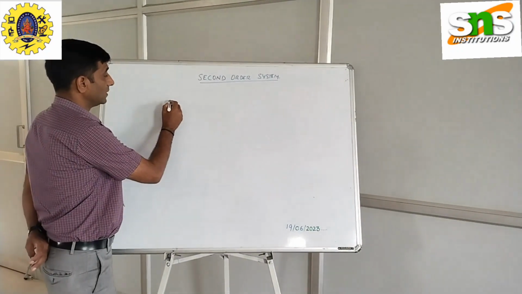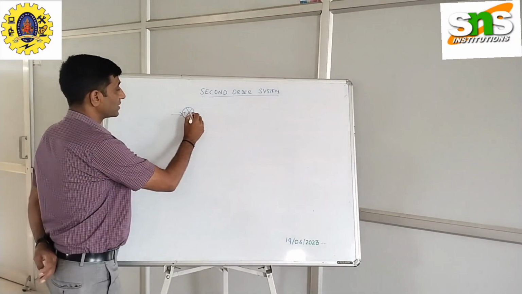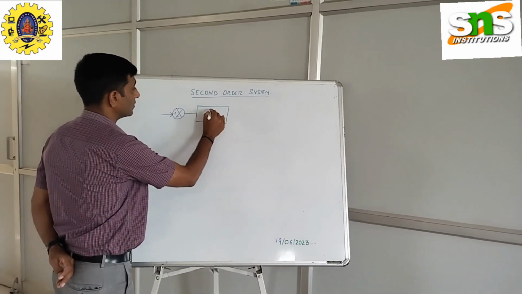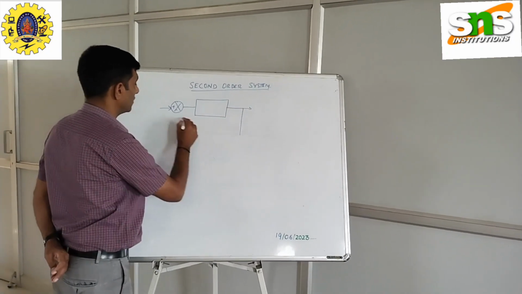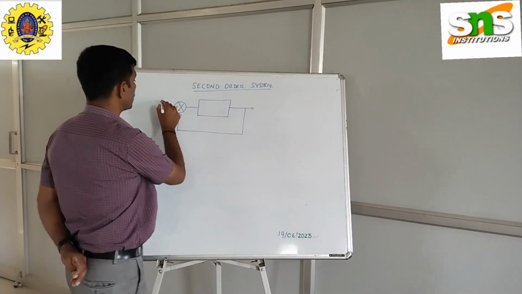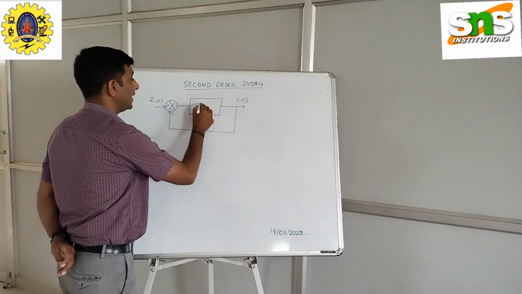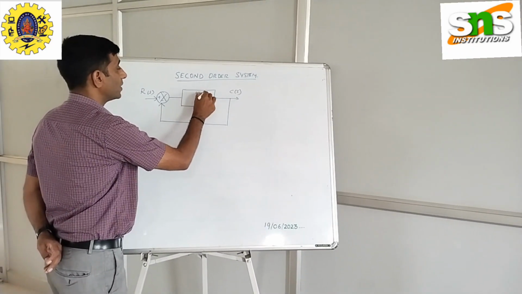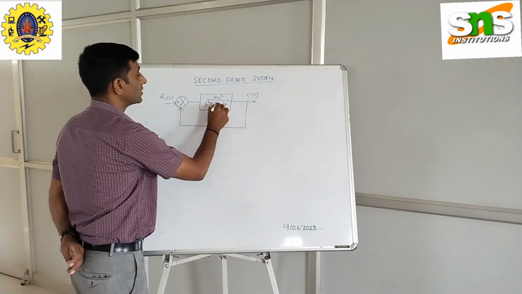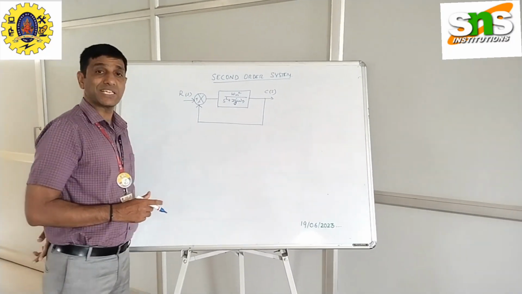So just consider the block diagram of a closed loop transfer function. It is a closed loop transfer function where the input is R of s and the output is C of s, and the transfer function is given by omega n squared divided by s squared plus 2 zeta omega n s. So consider the block diagram of the second order transfer function.